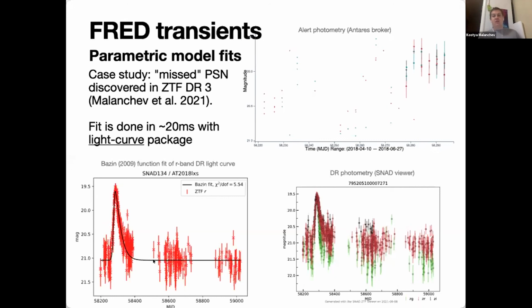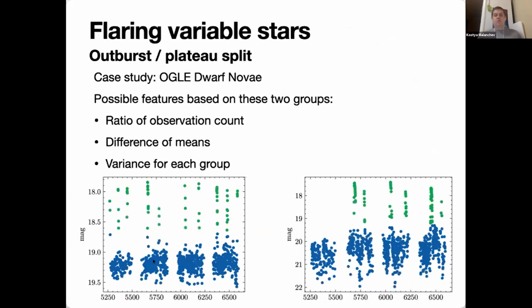And if the store doesn't allow us to keep all parameters, we can use goodness of fit only, for example, and it would be enough to find such objects, for example in a data release or in a live stream.